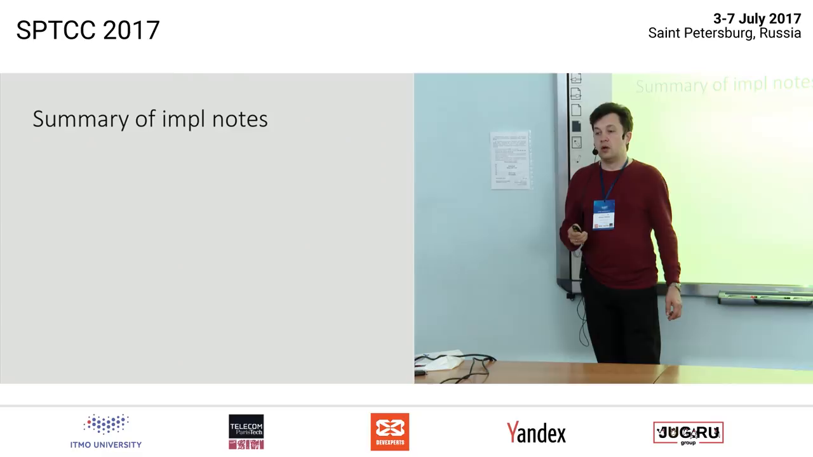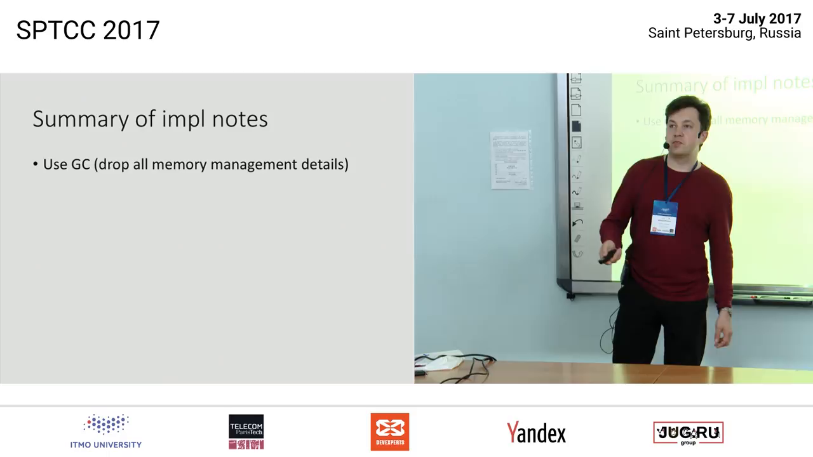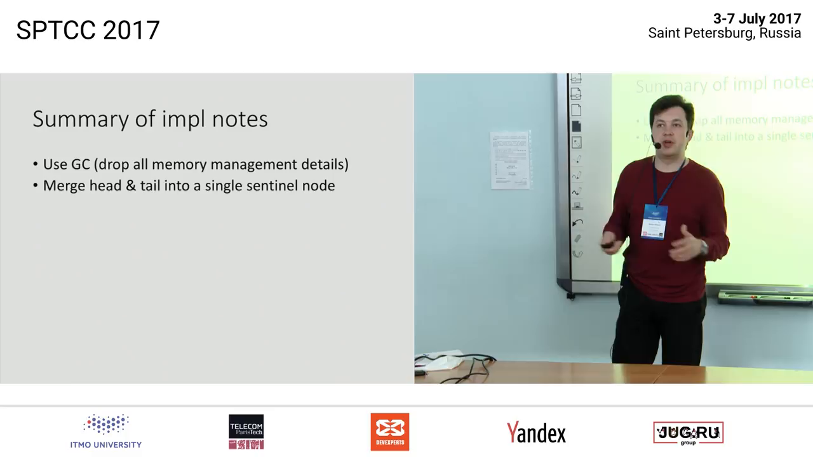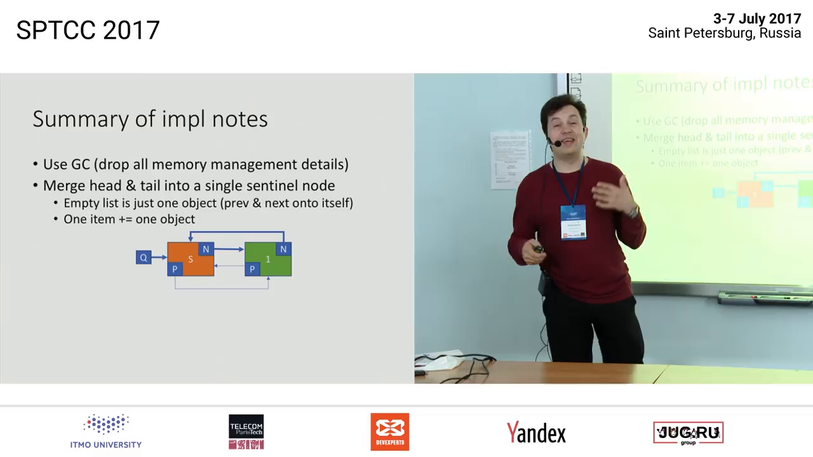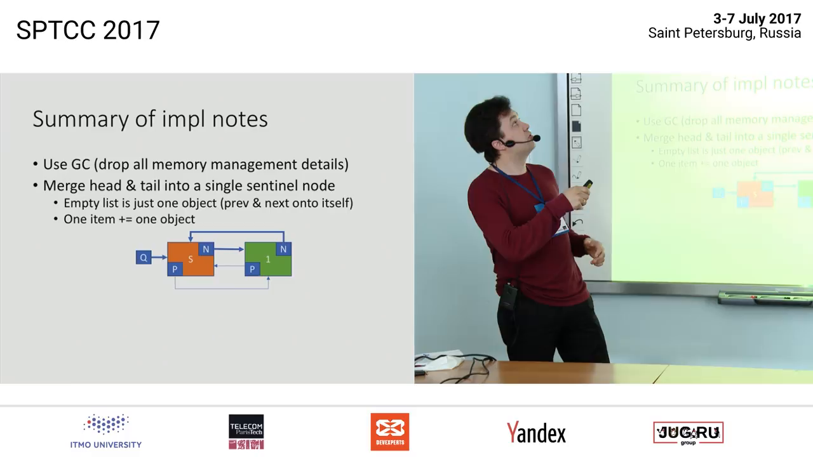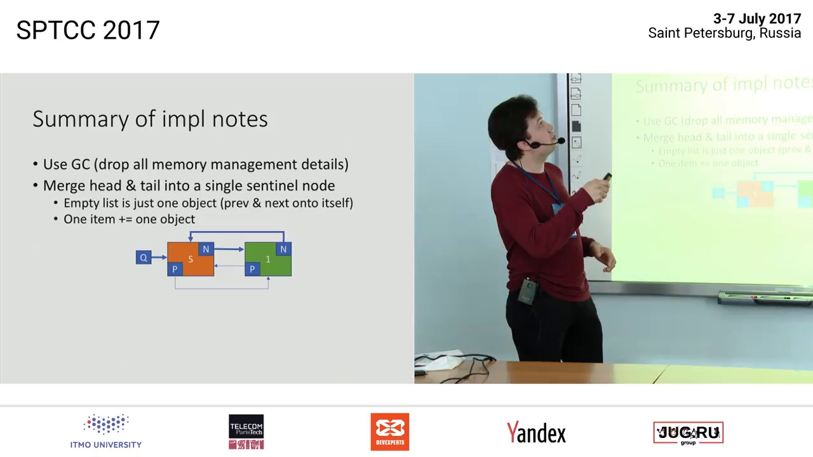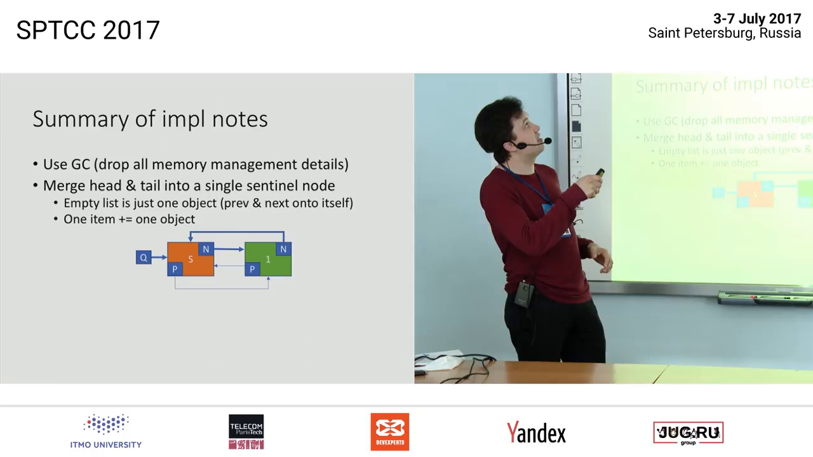So, a little bit about our implementation. I've already stressed that we are using garbage collection. I also stressed that there's no reason to actually have two sentinels. One is enough, and an empty list is just one object. And if we have a one-element list, it will in reality look like this: we have a merged sentinel, just one pointer to it, and that's it. That's how it will actually look when we implement it. By the way, this pointer to the queue never changes, it's fixed. The sentinel's next and previous pointers change as objects get inserted and removed.